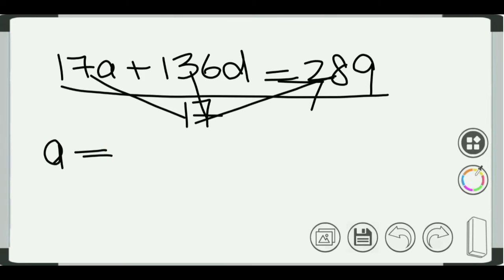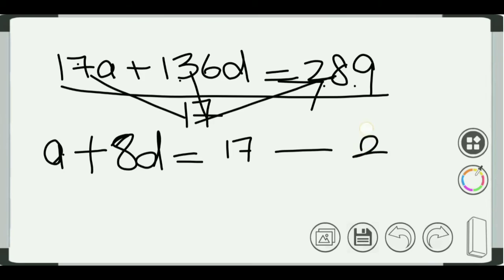So equation will be a plus 17 divided by 17, a 1. So what is remaining? A plus 136 divided by 17 is 8. 8d is equal to 289 divided by 17 is what? 17. This is your equation number 2. Your equation number 1 was a plus 3d equal to 7. Equation number 2 is a plus 8d is equal to 17. Now you can solve both equations by elimination method and you can find the value of a and d.